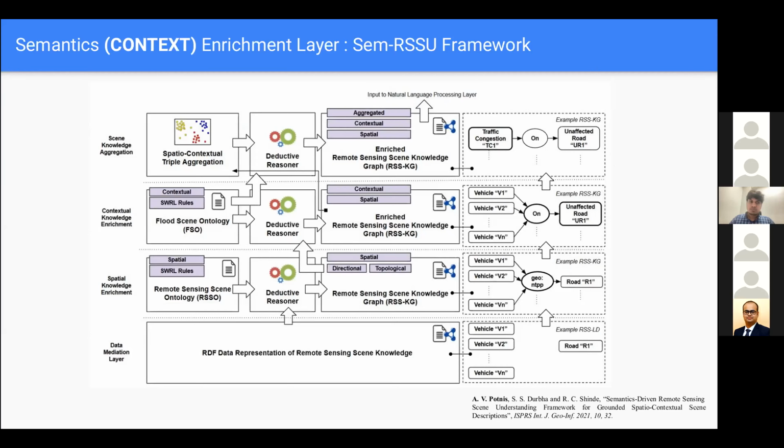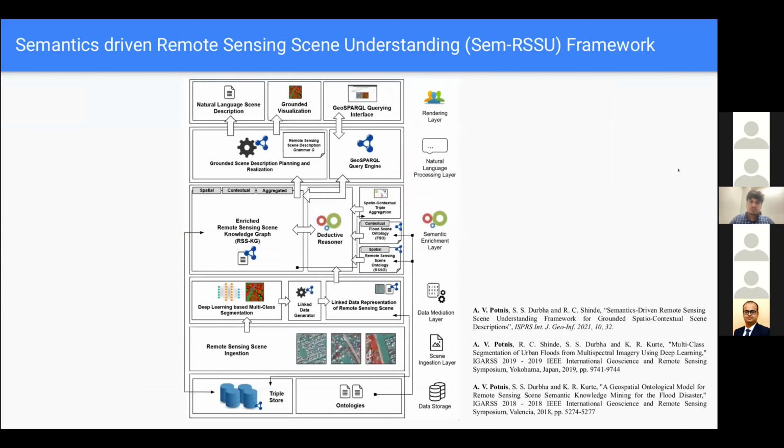So with this enrichment, I hope that it is understood that it is relatively simpler to translate this particular triple of traffic congestion on an unaffected road to an English language sentence, right? So a sentence such as there is traffic congestion on the unaffected road can be easily derived by using a simple templating mechanism if this particular state of knowledge enrichment has been achieved. So that was what was proposed in the further layers of natural language processing, right?